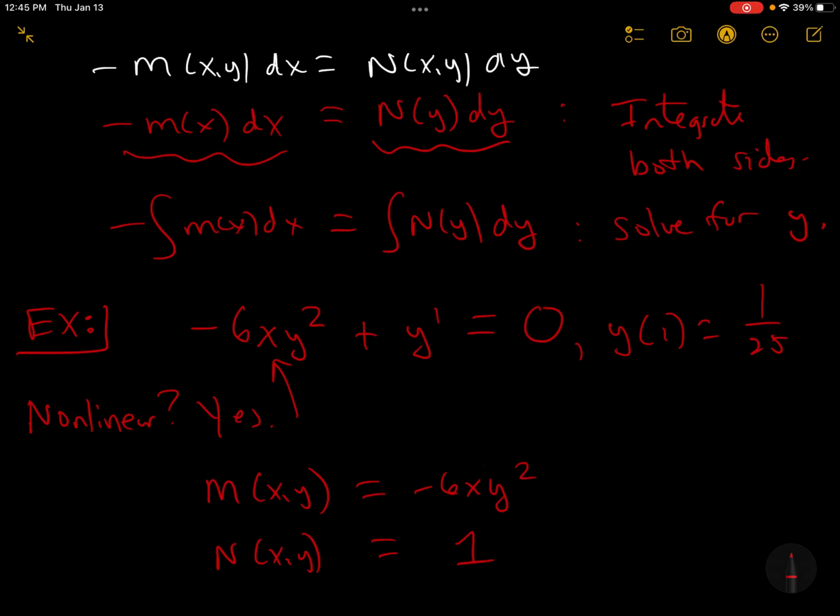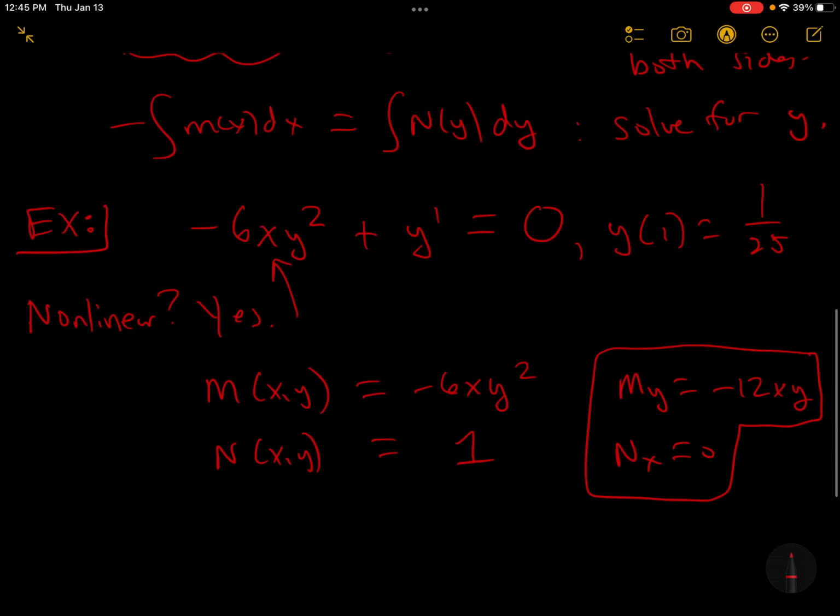Okay, now note, having it written this way, what do we have? Let me look at my notes again here. M sub y equals minus 12xy, and N sub x equals 0. So right now it doesn't look like it's separable. So these definitions, it takes more massaging.